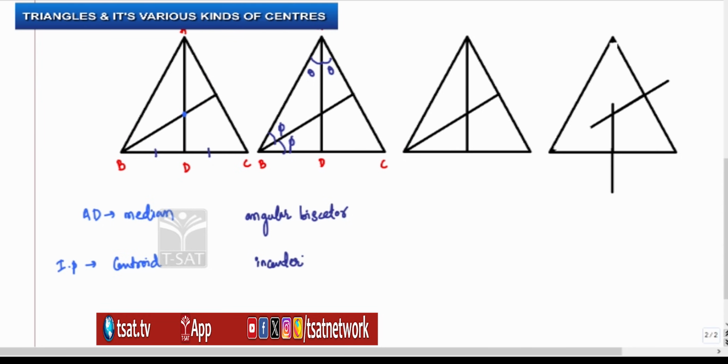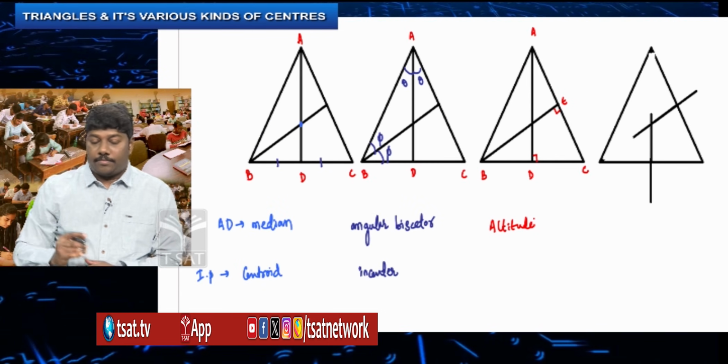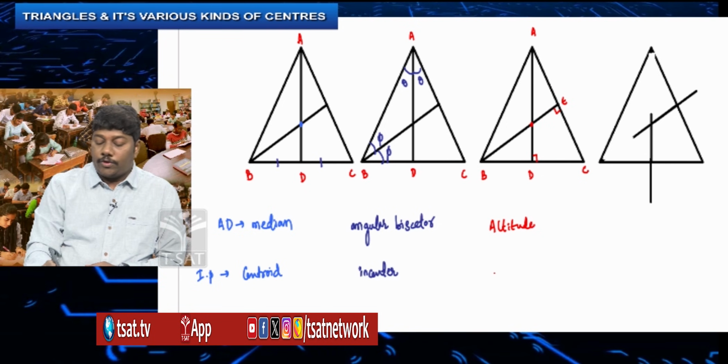Now look at the third figure. Here AD is perpendicular to the base BC. BE is also perpendicular to AC. So you call it an altitude. And the intersection point of altitudes is called the orthocenter.